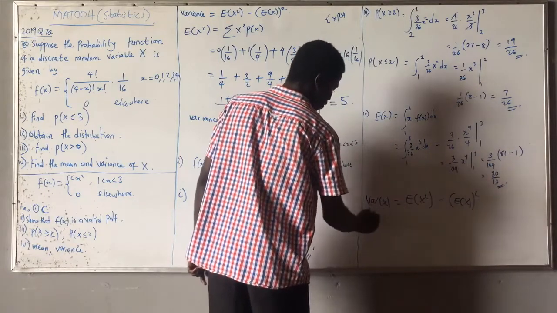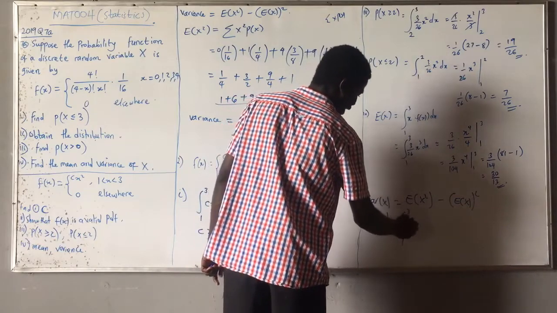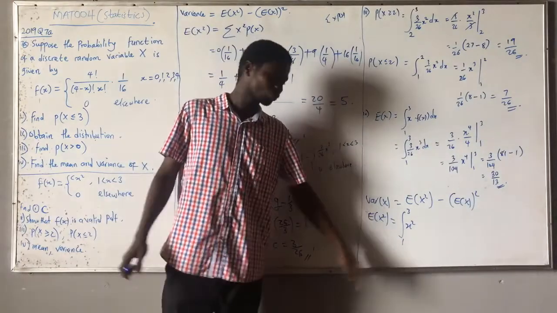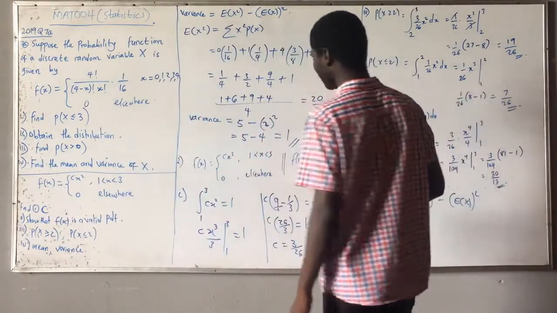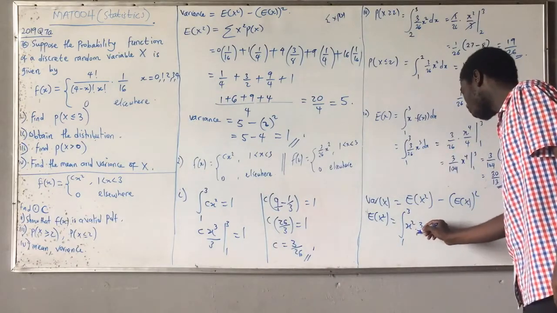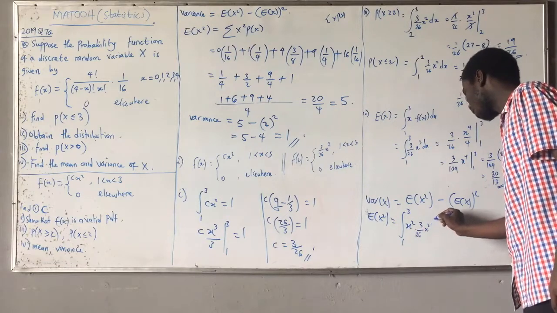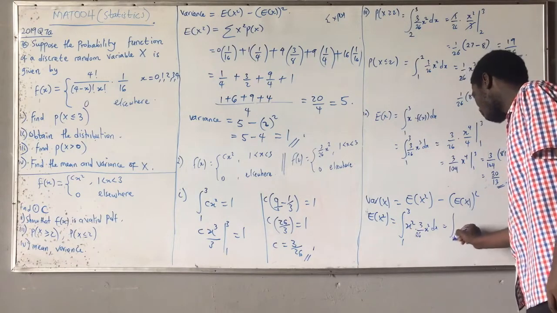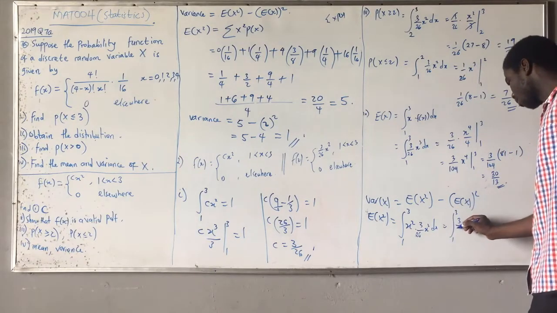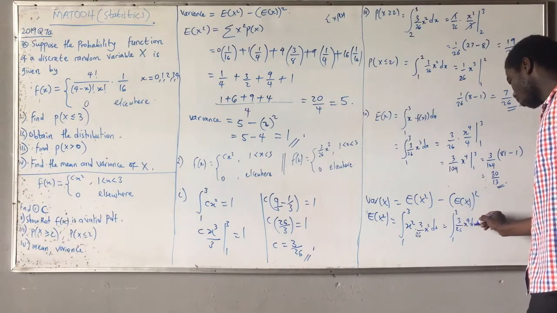So what is E of x squared? E of x squared will be the integral from 1 to 3 of x squared, when E of x is x. Now E of x squared is multiplied by what? F of x. That's multiplied by 3 over 26 x squared dx. So this is the integral from 1 to 3 of 3 over 26 x raised to power 4 dx.